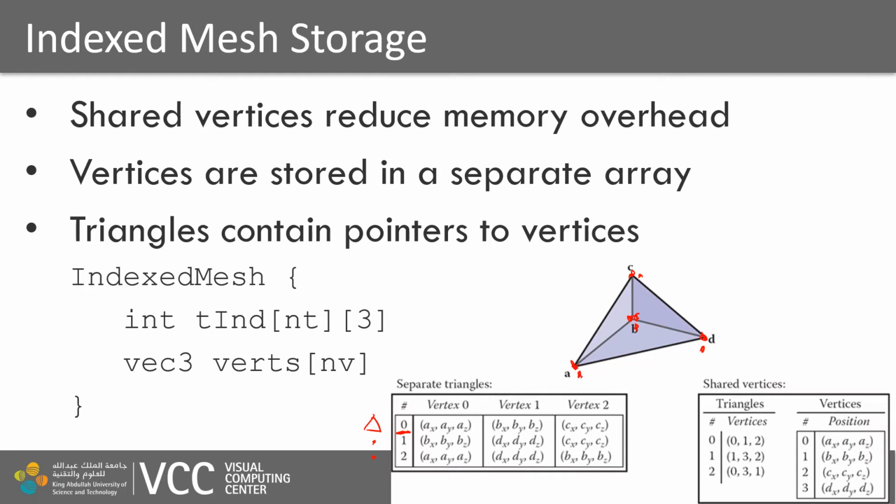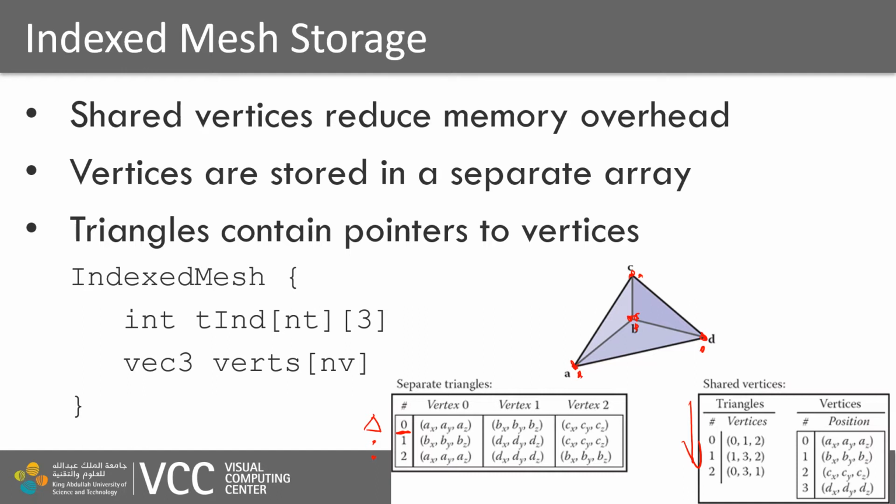What we can do instead is create a so-called indexed mesh storage, where we first have a data structure which just lists our vertices as an array. In this array, for each vertex we will store its position, but also other non-spatial information such as texture coordinates, material properties, etc.